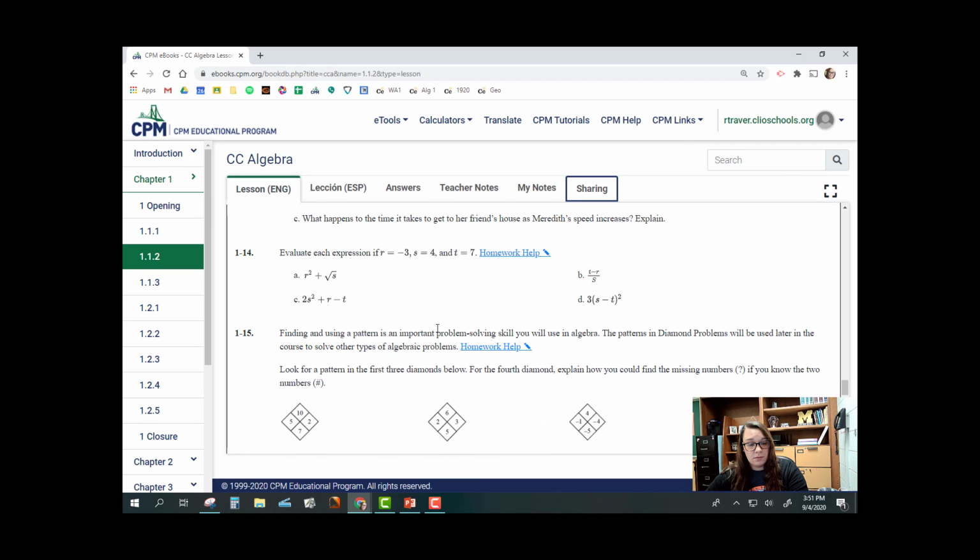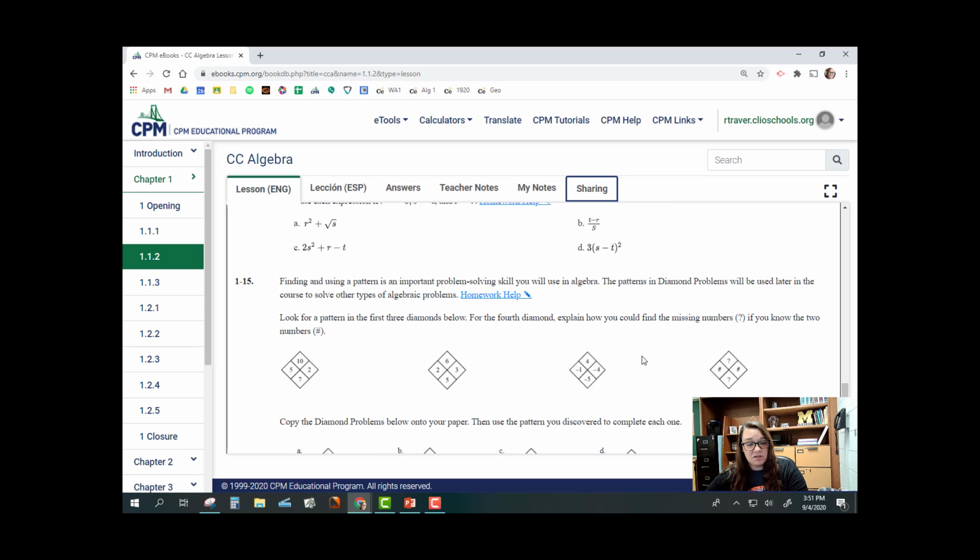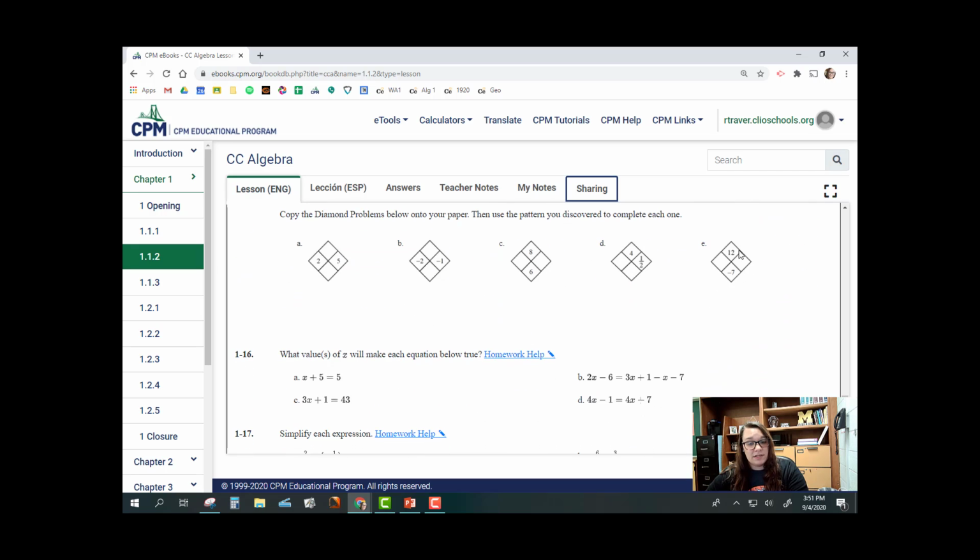Skipping 13. Number 14 is evaluating, so you're plugging some numbers in. You've got R, S, and T for you, and some homework help if you need it. Number 15, there's some more diamond problems. It says look for a pattern. And then there's some for you to fill in. There is one of them with the fraction. Don't skip it. Try it out. Don't skip hard stuff. That's not going to make you any better.